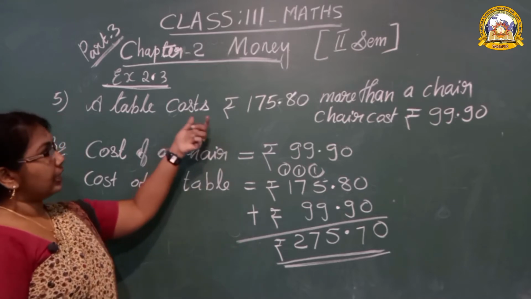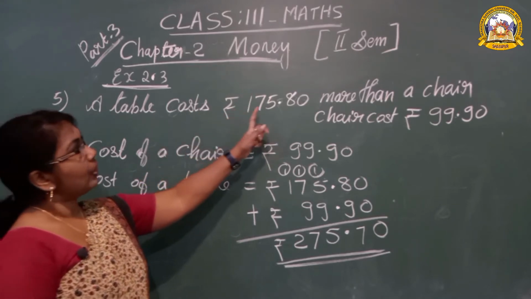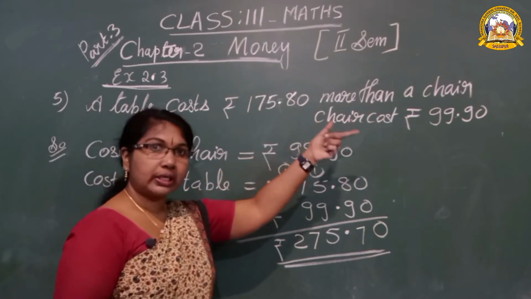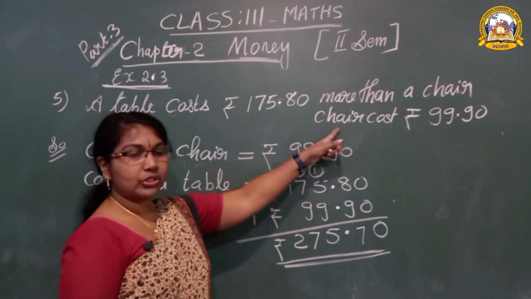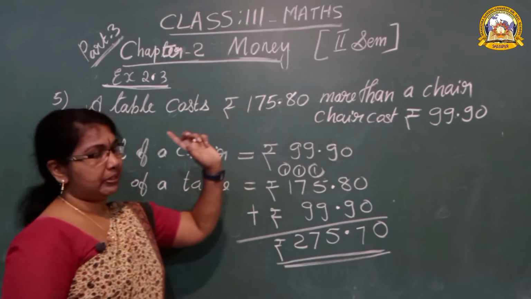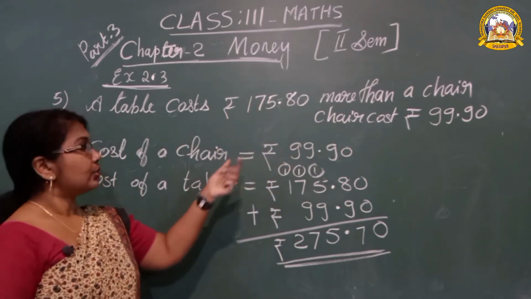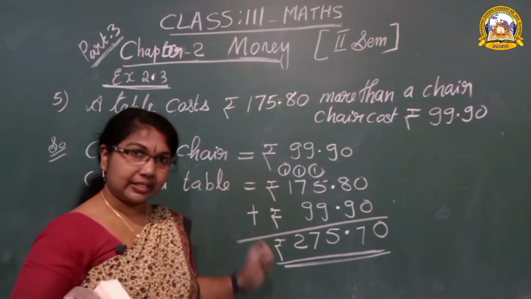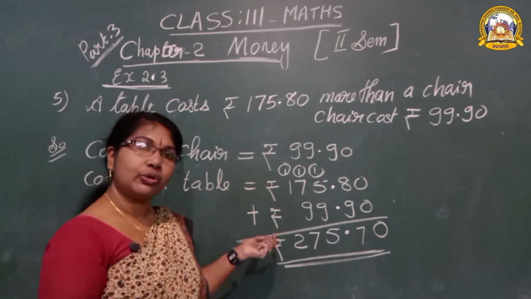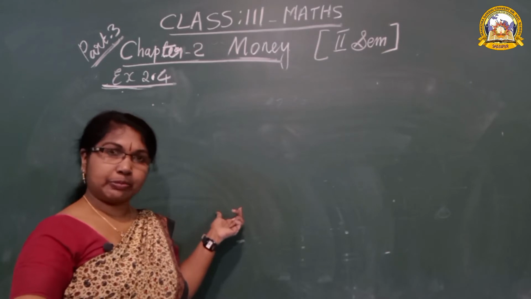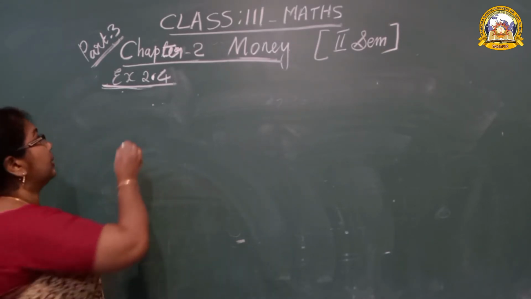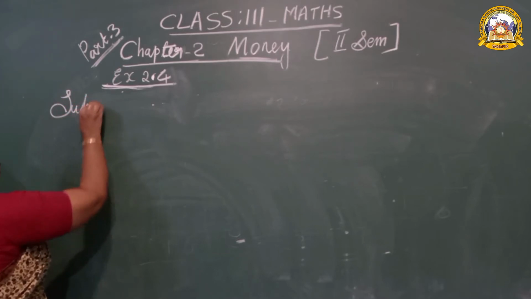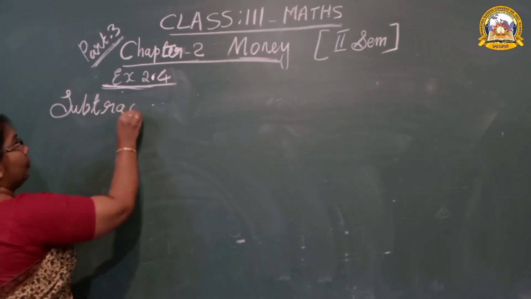Once more, the table cost is given as 175.80 more than the chair. So the chair cost is only 99.90. So both, more than means you have to plus. If the question says less than, you have to minus. Now to study subtraction of money.